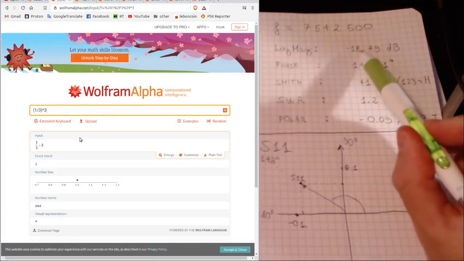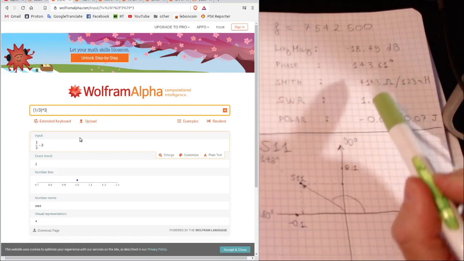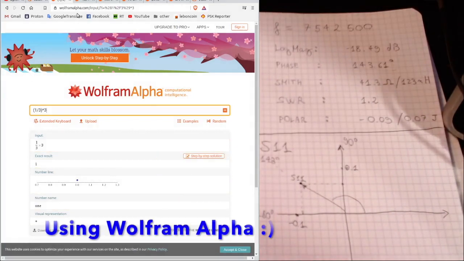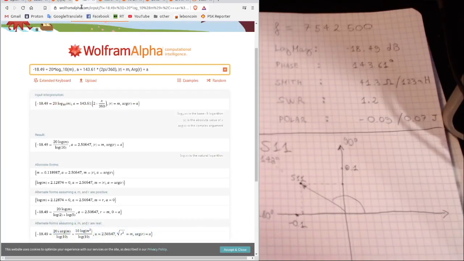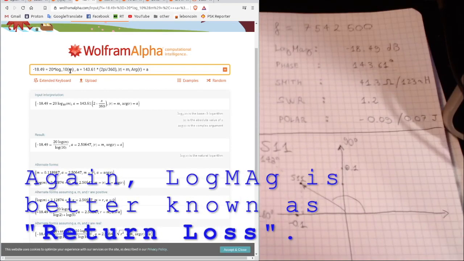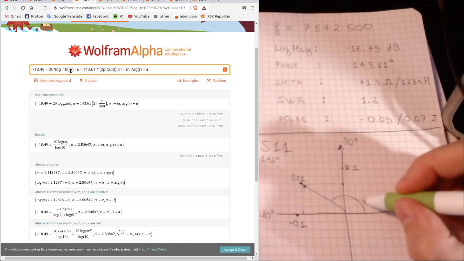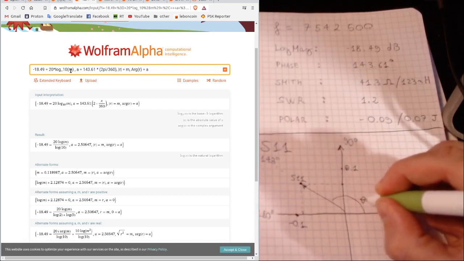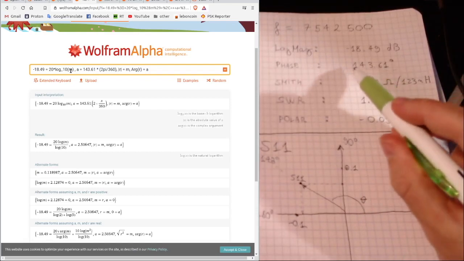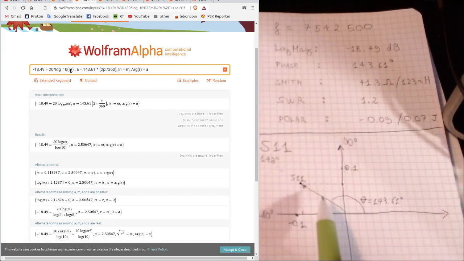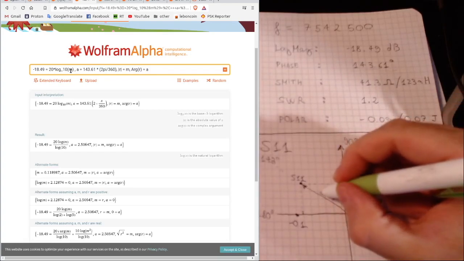The other values are a bit more mysterious. So this log mag, the Smith chart, and the SWR. So let's see how we can compute them using Mathematica. Let's focus first on log mag. Here I have already set up the calculations. We already say that this angle here, let me call it theta, is the phase. So theta here is 143.61 degrees. But what is the length of this vector? Let me call it m.